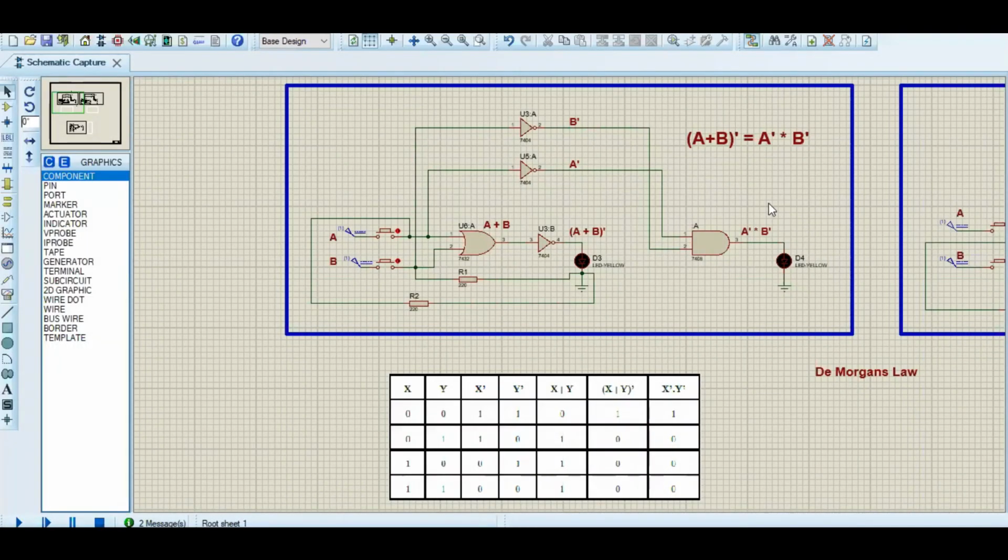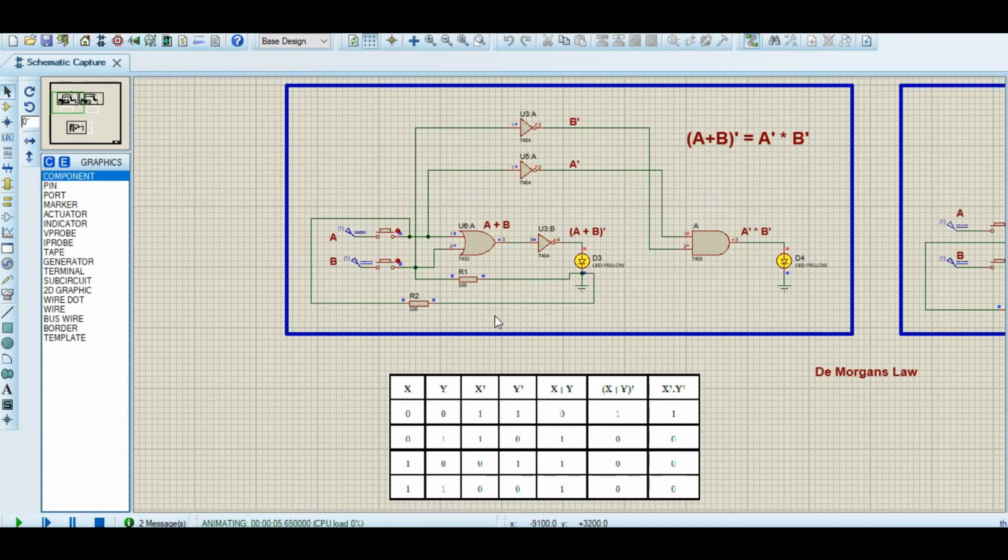So after designing the circuit, we will see the simulation, whether De Morgan's law is verified or not. So we will start the simulation and see. As you can see, both the inputs, x and y, are 0, and here we have A and B. Our output is 1. That means our bulb LEDs are glowing.